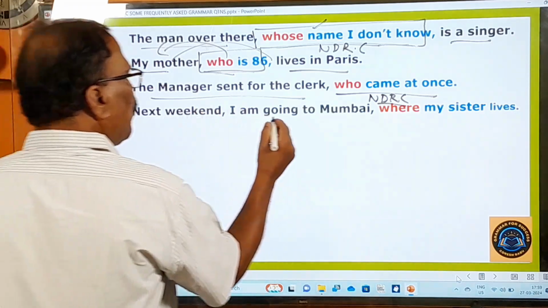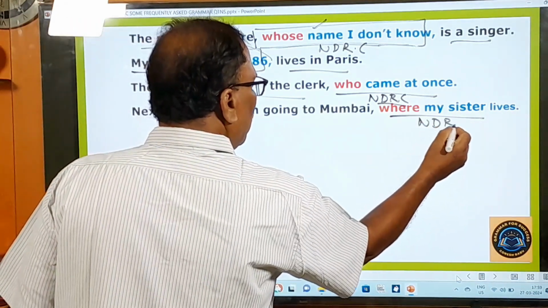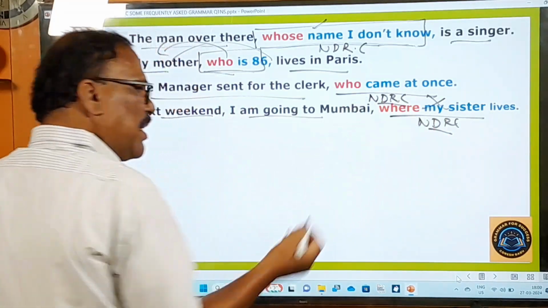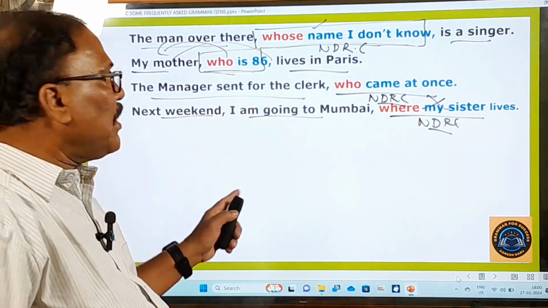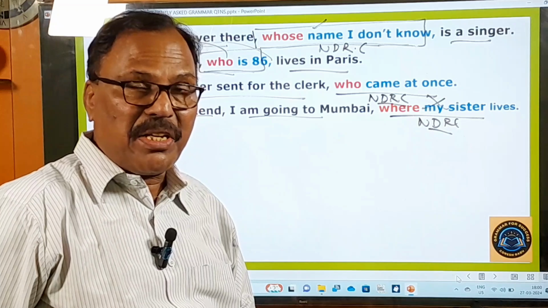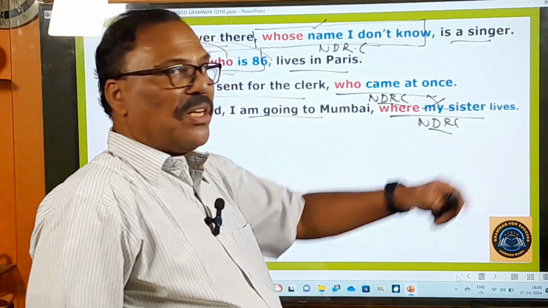Next weekend, I am going to Mumbai, where my sister lives. So this is again a non-defining relative clause, because even if this is not there, this sentence can stand on its own. Next weekend, I am going to Mumbai. That's enough. But you are giving some additional information, where my sister lives. Who has asked you to give that information? Because you are eager to give that information. And that's why you are saying, where my sister lives.